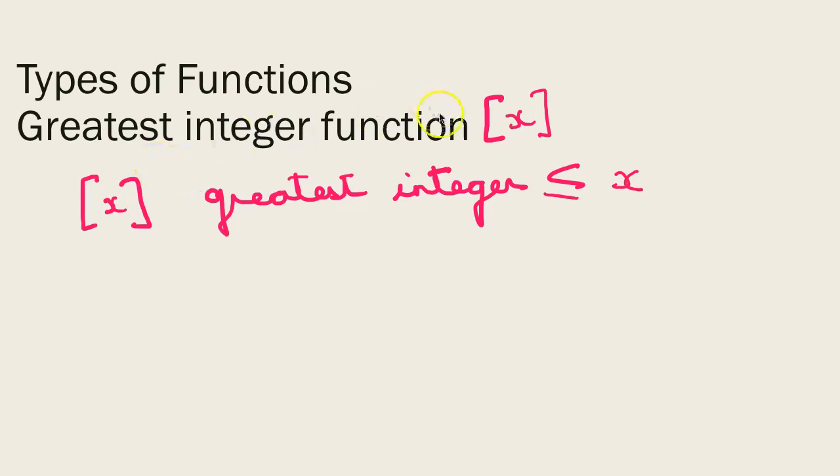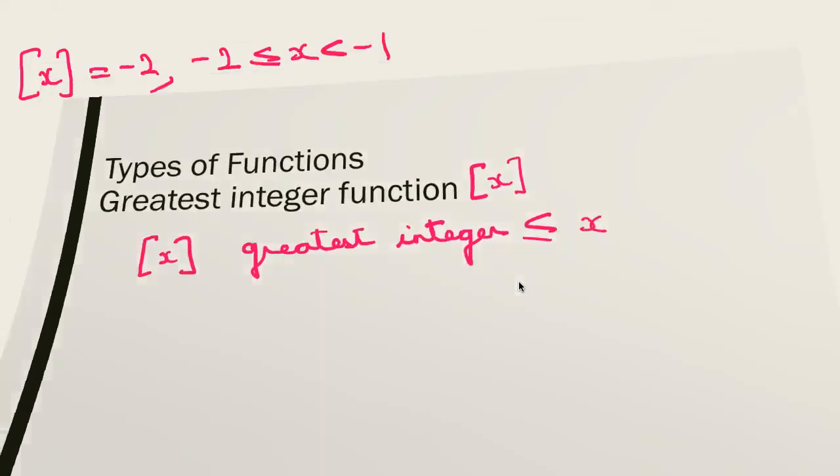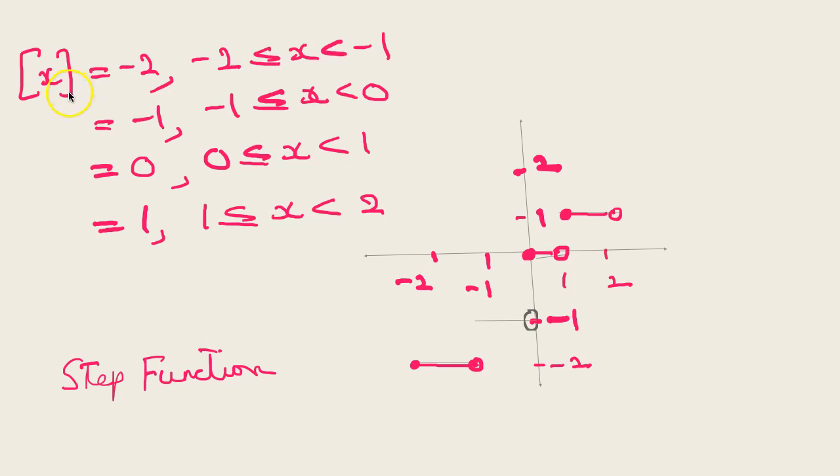Now coming to the types of functions, we first define the greatest integer function, bracket x, which is defined as the greatest integer less than or equal to x. How do we define bracket x? It is -2 when x lies between -2 and -1. Between -1 and 0, what is the greatest integer less than or equal to x? -1. Between 0 and 1, what is the greatest integer less than or equal to x? 0. Between 1 and 2, the greatest integer is 1.